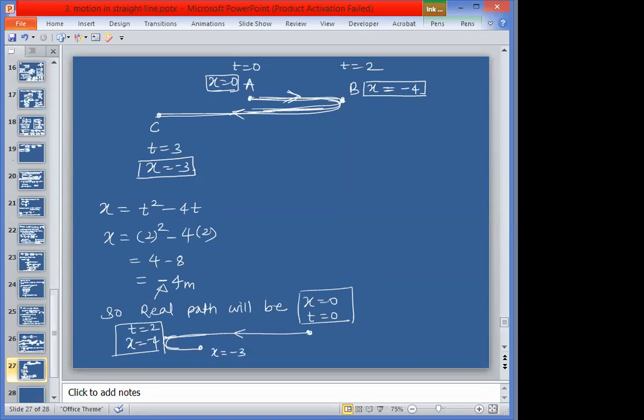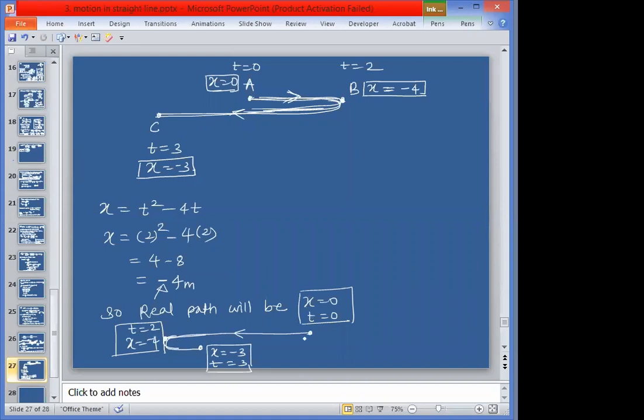समजा लागले का बाळांनो? इथं x 0 आहे, मग इथं -4 होणार time 2 ला, मग time 3 ला x equal to -3 होणार. Are you getting it? Actual path कसा आहे बघा. Yes, no, reply me in the chat box. Actual path, real path, not even this. It is actually this. कारण time t equal to 2 ला position -4 यायला लागली आहे बाळा. Everyone will reply me in the chat box. Is this path clear to all of you?